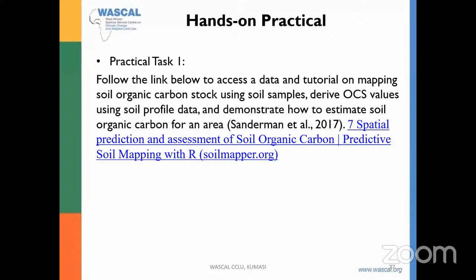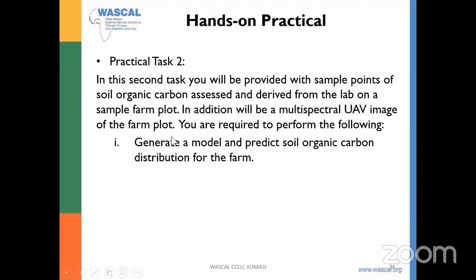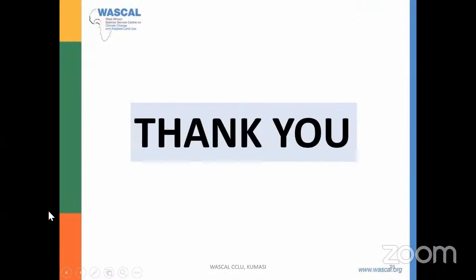There is a second part which we can also look at if we have access to multispectral UAV platforms. We can also map a certain area and collect samples for a particular farm and also generate our own empirical model to estimate this carbon. Okay, so this brings us to the end of the fourth section on soil carbon sequestration using remote sensing and GIS techniques. Thank you.